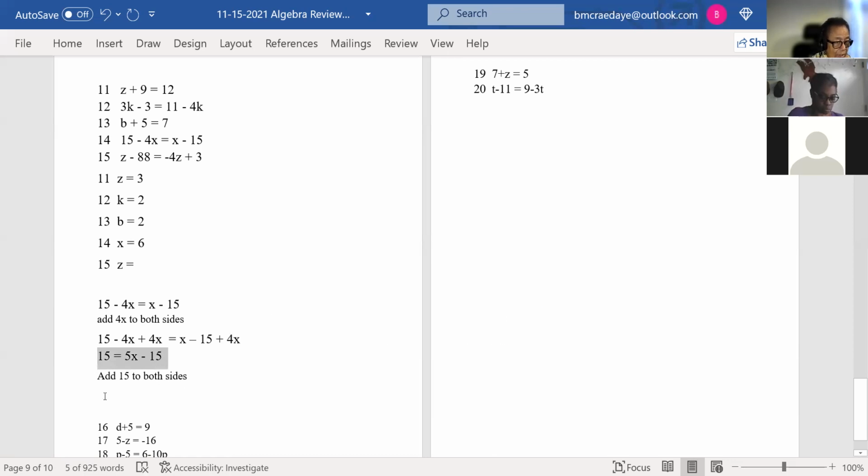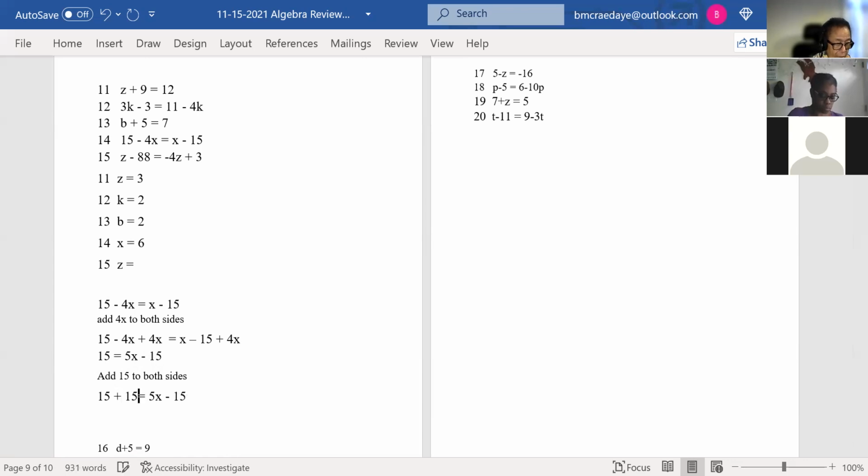So we get 30. So 15 plus 15 on the left. And then the minus 15 plus 15. So you just have the 5x left, right? So this will be 30 equal 5x, and only one number multiplied by 5 to give you 30. And what is that number, Maureen?